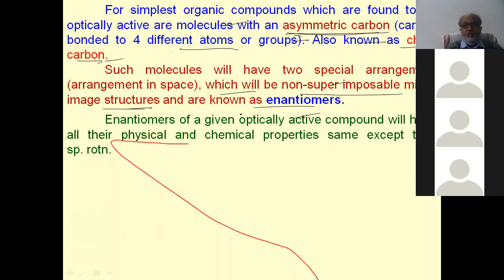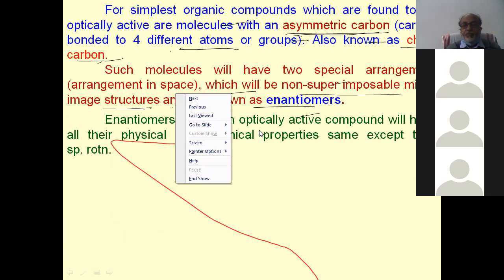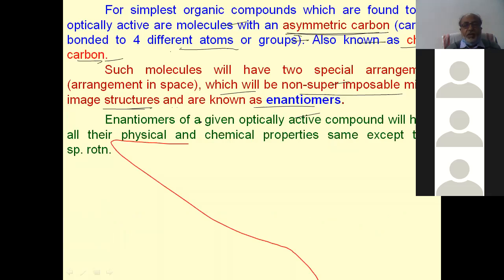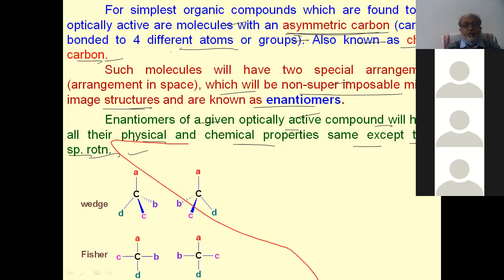Okay, now we come to what are called enantiomers. You should be careful about these terms. Enantiomers of a given optically active compound will have all their physical and chemical properties the same except specific rotation. This is a term that you have to remember.